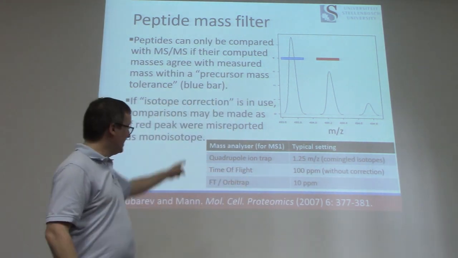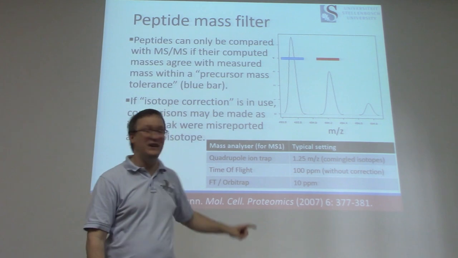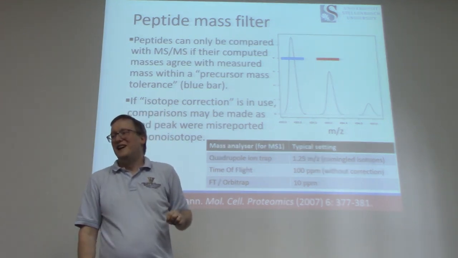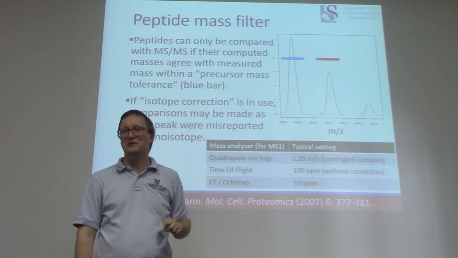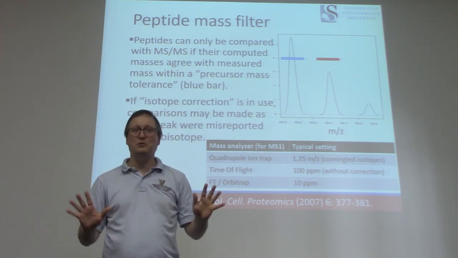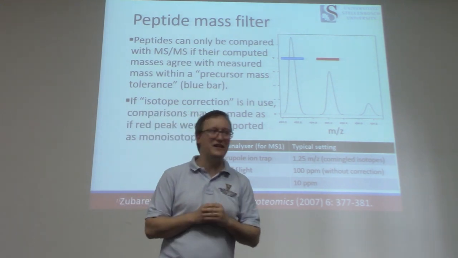Okay. In the old school days, like when I got my PhD, we only knew the mass accuracy within 1.25 of our peptide ions. That's because we were using very old school quadrupole ion traps. Happily, most of you will not have to deal with data sets of that type anymore.